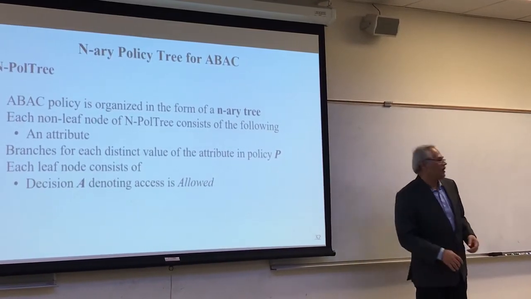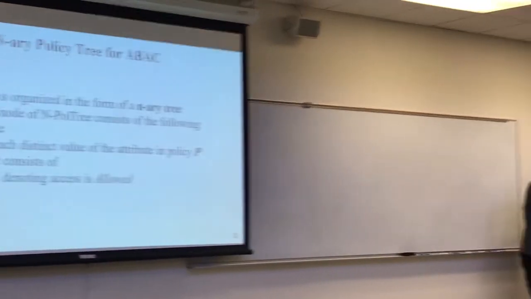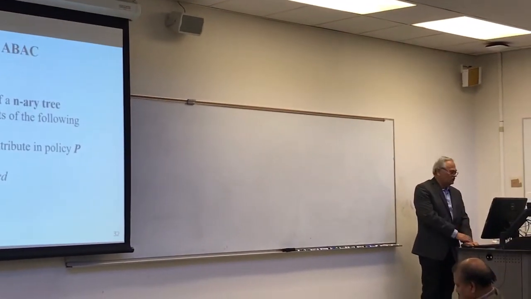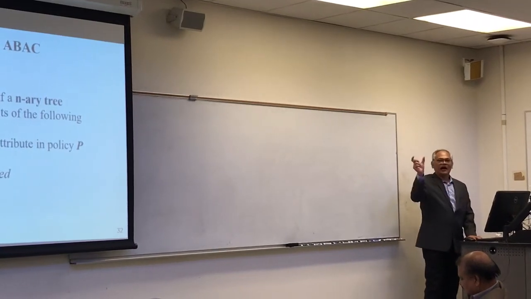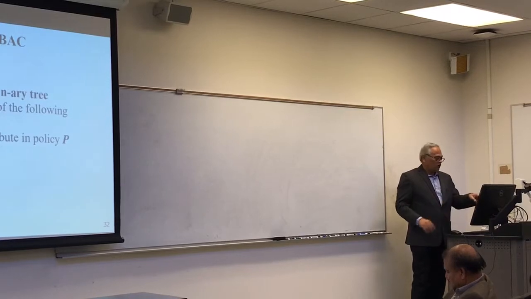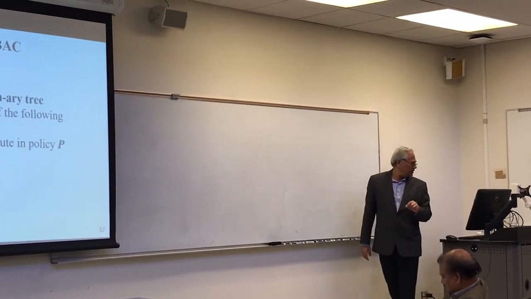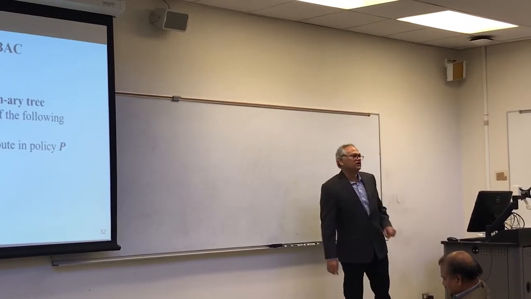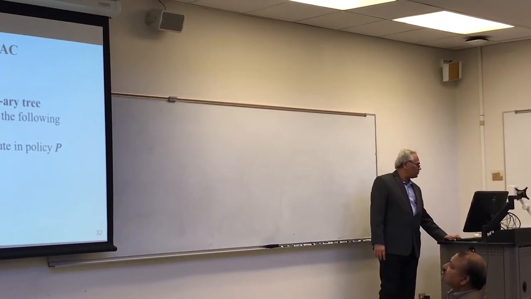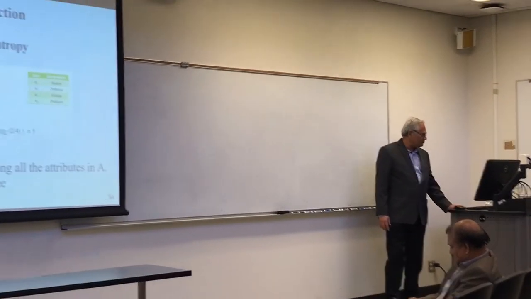We'll see that. And then let us take it here, as we said, that each non-leaf node consists of the following: an attribute, and there are branches for each distinct value of the attribute in the policy, and each leaf node will have a decision which is whether the access is to be allowable. So the input and output are simple.